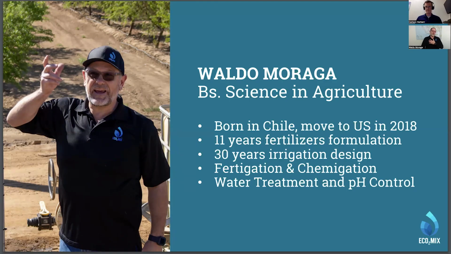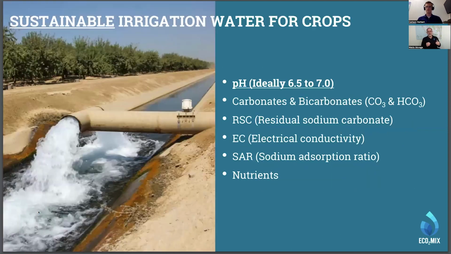First, I'm from Chile. I've been involved in ag my whole life. I was 11 years in fertilizers, and I started doing irrigation design in 1994. All those years designing drip and micro irrigation for ag led me to design fertigation and chemigation systems, and then to install pH control systems. After years of doing pH control systems, I realized the importance of water quality and what we can do to make it better for the plants and for the soil. Always, and that's a characteristic of us, looking for the simplest way possible. We don't want things complicated.